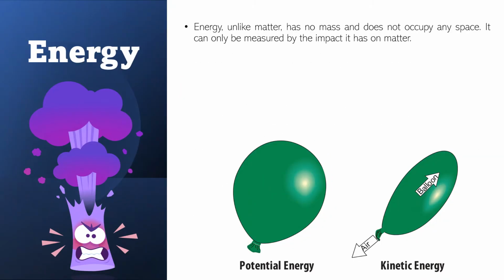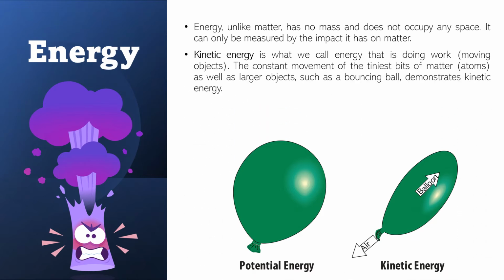In contrast to matter, energy has no mass and does not take up space. It can only be measured by the impact it has on matter. So there are two types of energy, potential energy and kinetic energy.